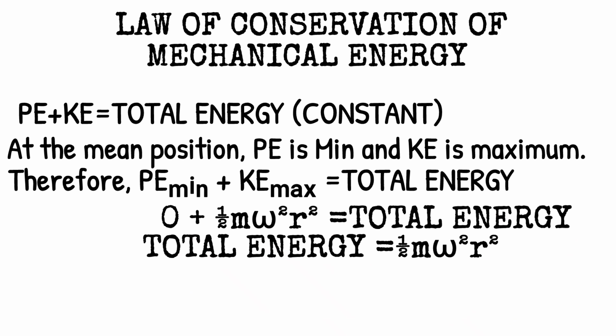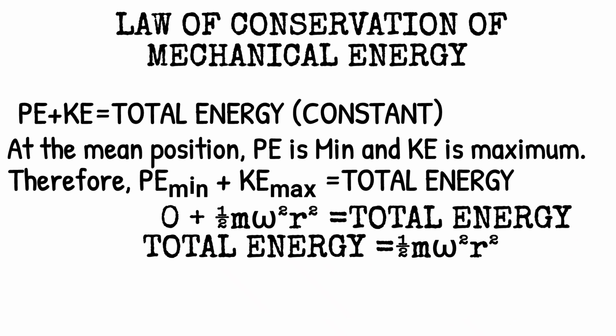We have gotten a formula for total mechanical energy. Now I want to get a formula for kinetic energy at any time, not just at the mean position or the extreme position, but at any other time. I have gotten the formula for potential energy at the extreme position. We said it is half m omega square r square. At the mean position, we said it is 0. We have also got a formula for potential energy at any time. We said it is half m omega square y square.